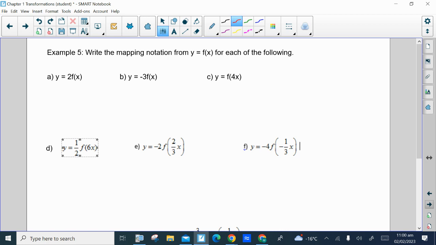So next example says write the mapping notation from y equals f at x for each of the following. So for that first one, we have an a value of 2. So you have to remember that causes a vertical stretch about the x-axis by a factor of 2. All the y values will be multiplied by 2 because it's a vertical stretch. Vertical goes up and down. It's the y values that go up and down, so those are the ones that are being affected.